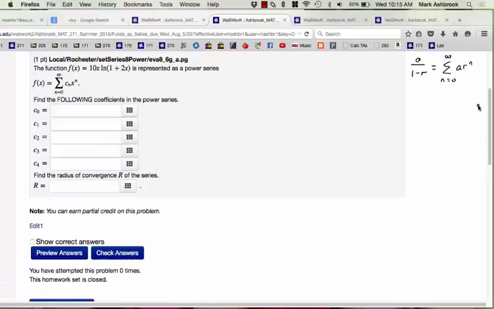So I've got this 10x times ln of 1 plus 2x. I need something that's like a over 1 minus r, which is not apparent, right? So we have f of x equals 10x times natural log of 1 plus 2x. I need this. How am I going to get that?